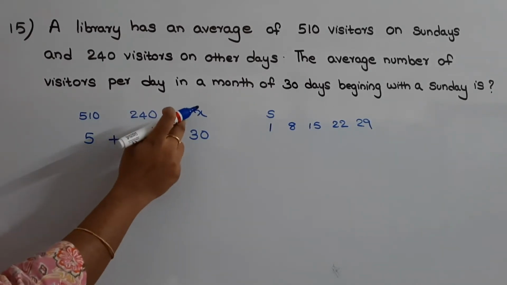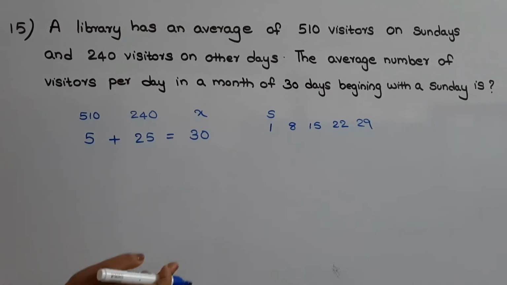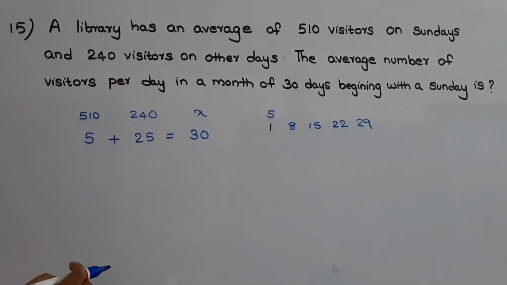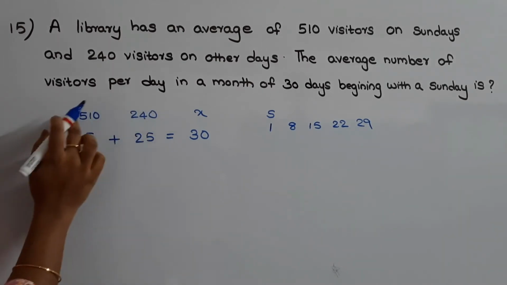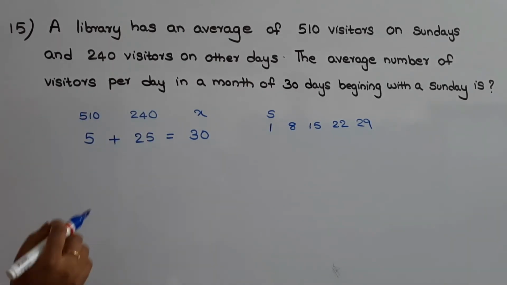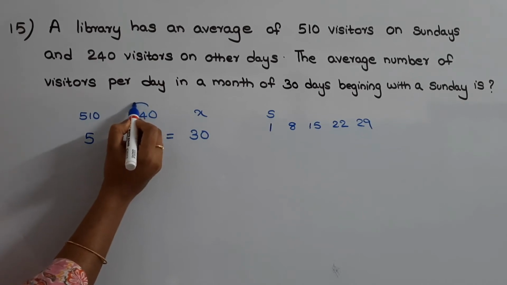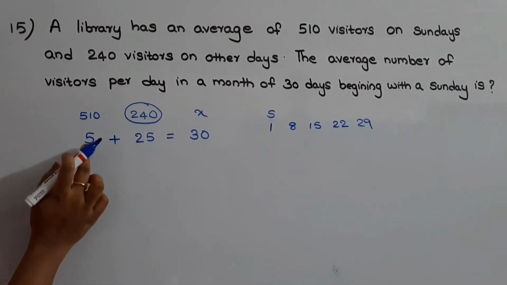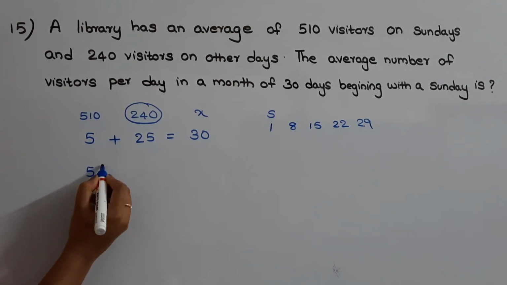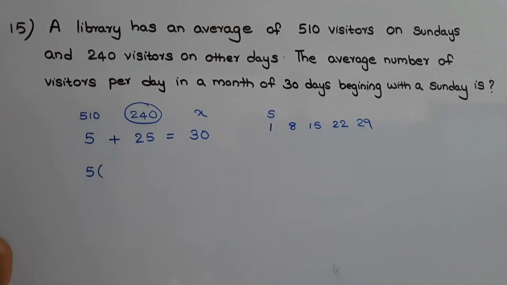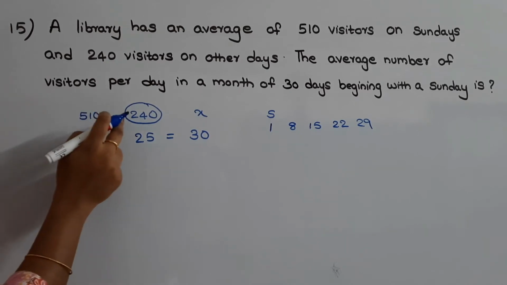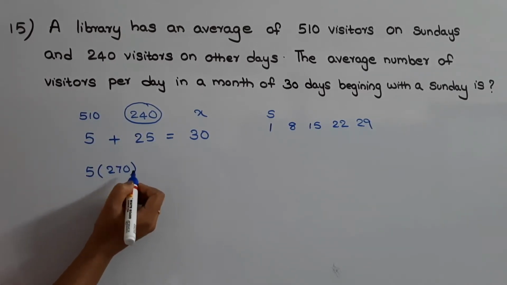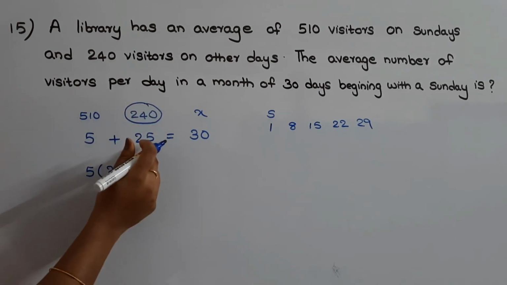So this x is the increase in the average visitors. First let us find out the increase in the average visitors. For that we need to take one of these averages as a reference average. So I am taking the smallest average as the reference average. Now multiply this 5 by the difference between its average and reference average, that is 510 minus 240, that is 270. Now this part will become 0.